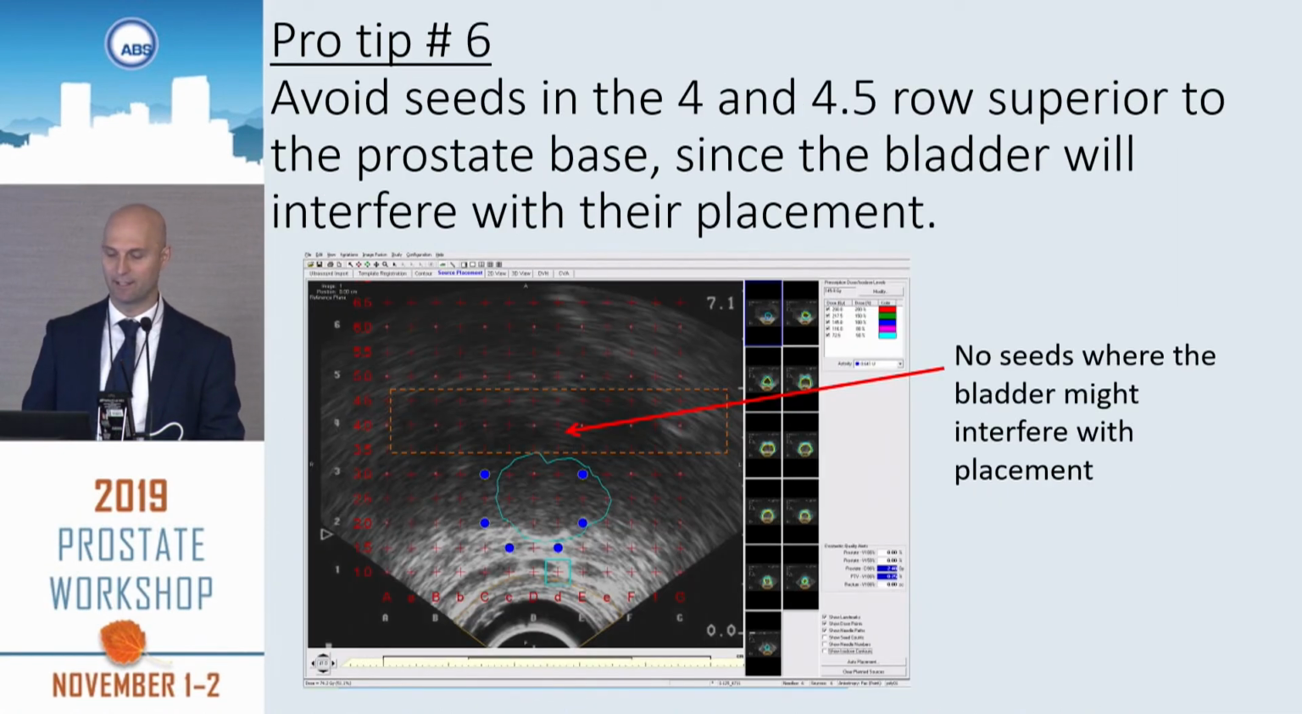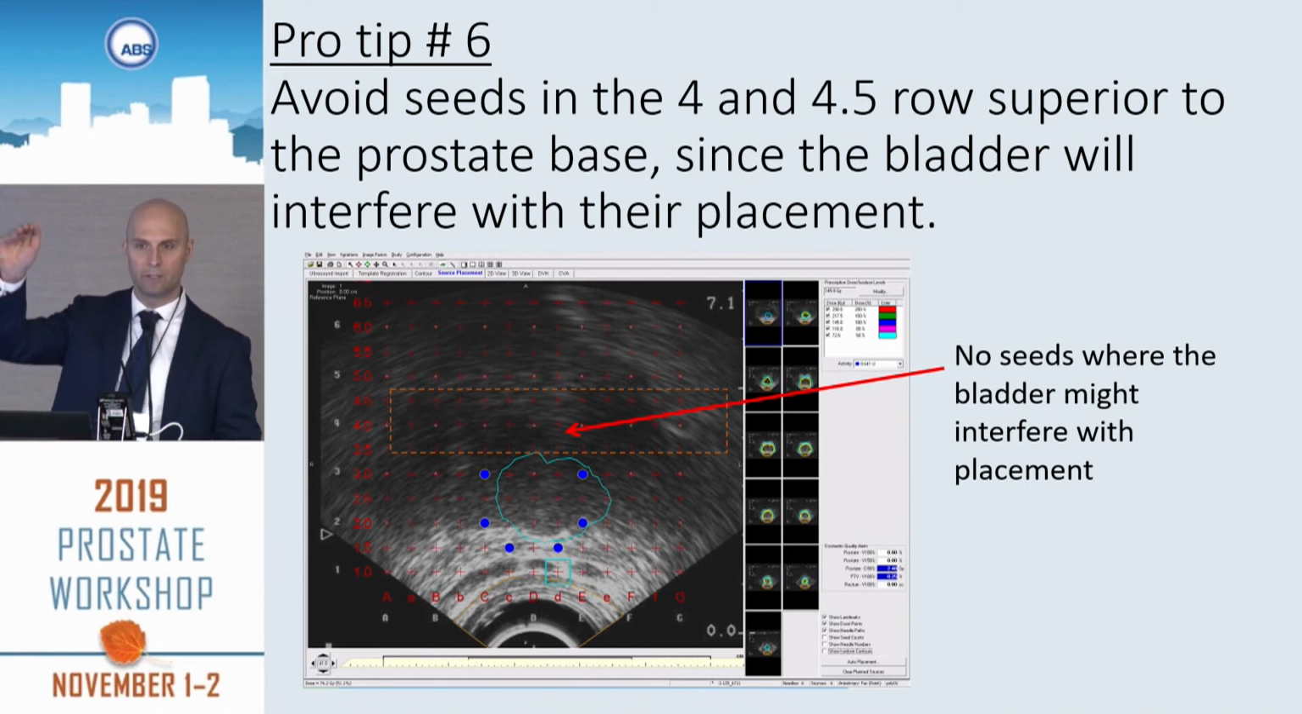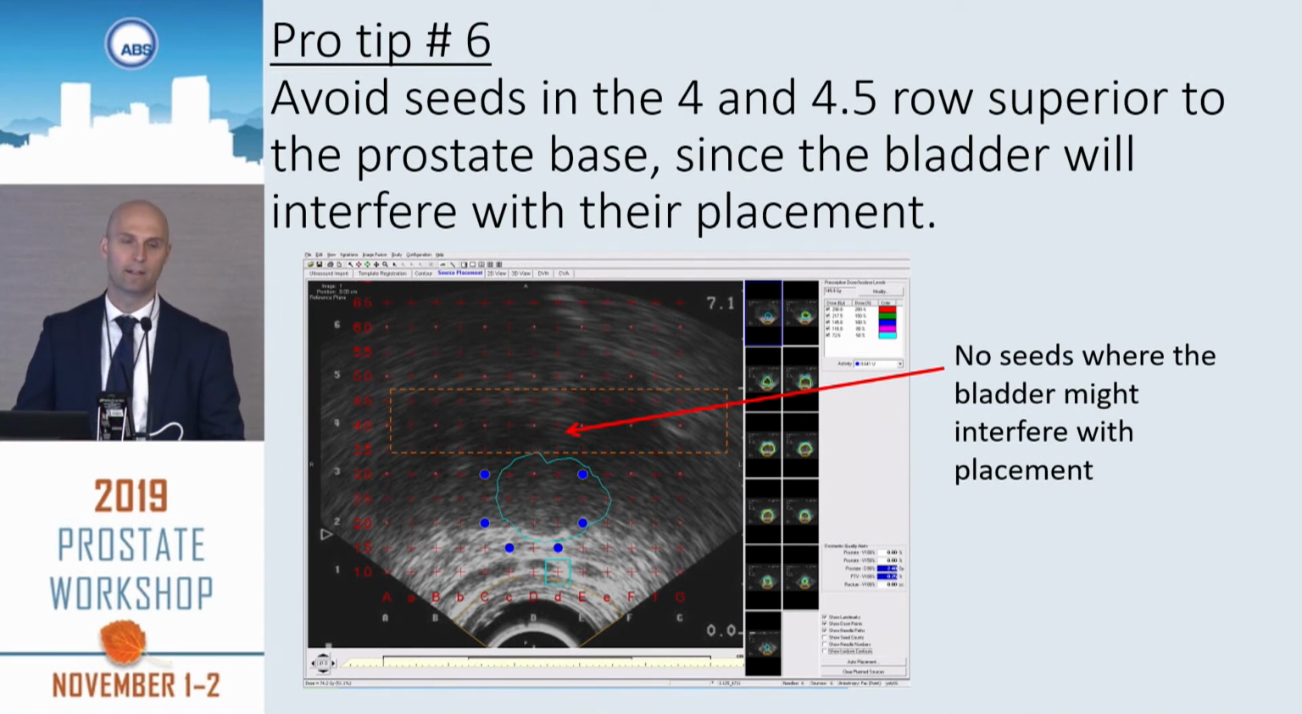Tip number 6, we avoid seeds, now this is a slice that is the most superior, so it's near the bladder. And we avoid seeds up here, so it's a little horseshoe. It doesn't actually close all the way up. It means you get a little bit of a cold spot here. And that's because the bladder will interfere with the placement of those seeds as you try to push them. And the nice part is you don't really need much margin there because you're going to push those seeds all the way till they're at that junction of the bladder.